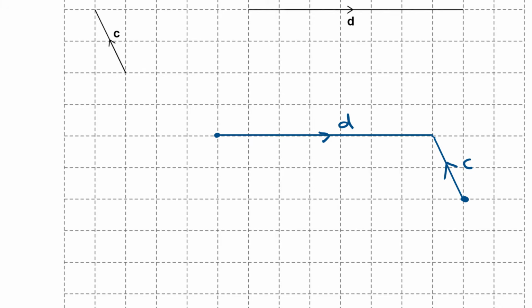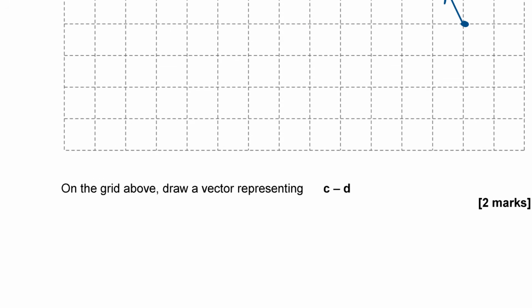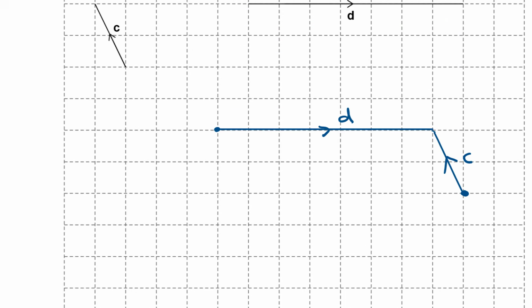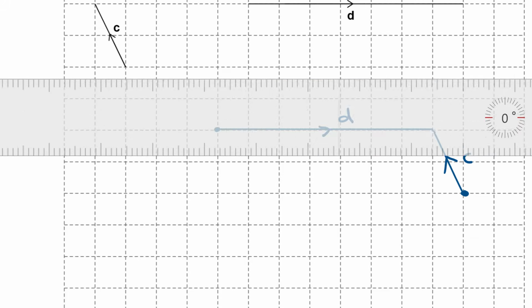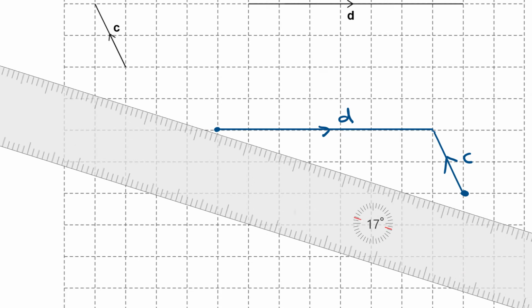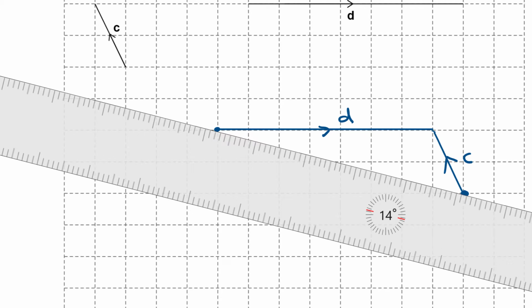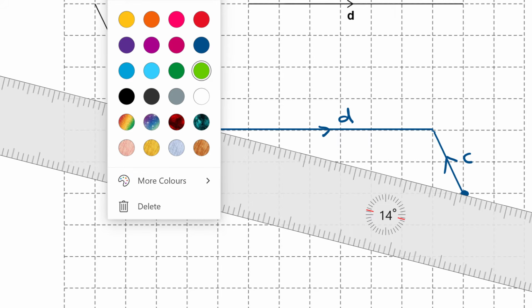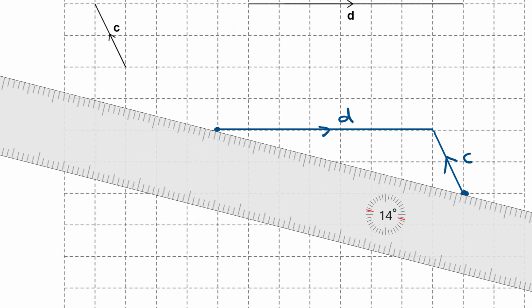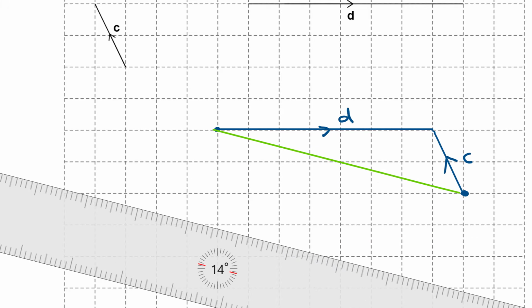Okay, so actually we want to draw a vector representing c minus d. Now that's the resultant vector of those two. Okay, so if I was going directly from my starting point to my end point, my resultant vector then is this. Good, let me draw a pen. Okay, there we go. So from here to here, going straight, now that is the vector c minus d.